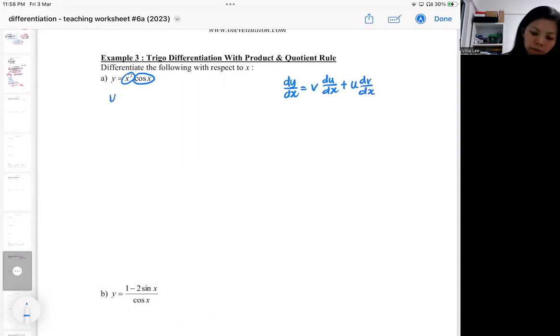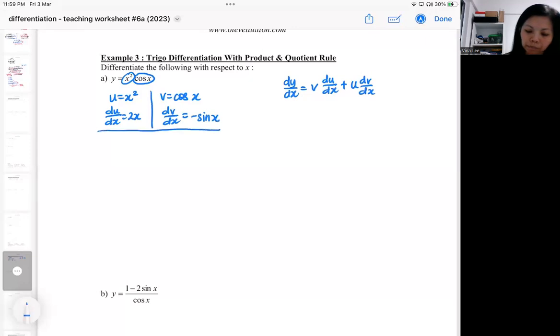Okay, so do your usual product rule. So do your u and v. So cosine x, differentiate cosine x is a minus sine x. Okay, after that, try to combine them. So the formula doesn't change. So you multiply the u dv/dx plus v du/dx. Okay, whichever order you would like to combine.